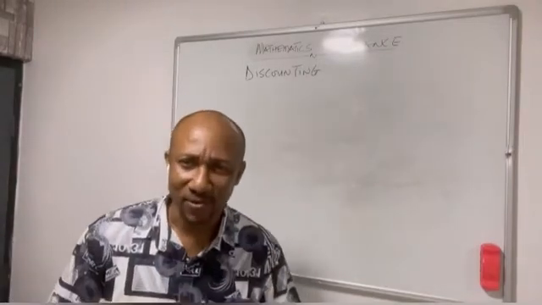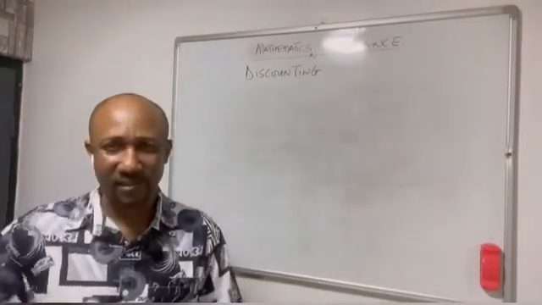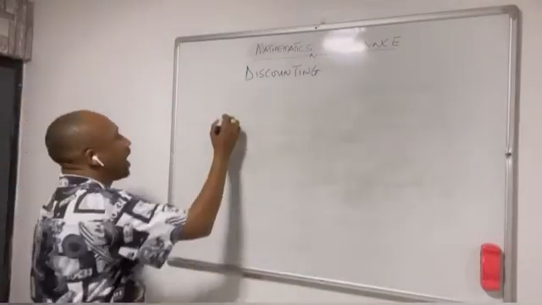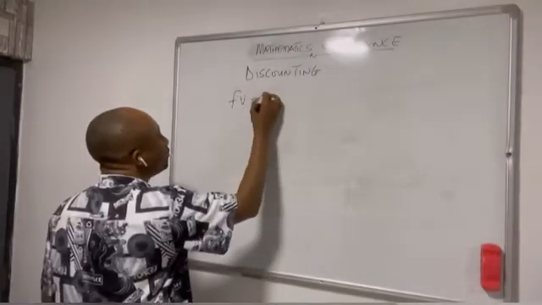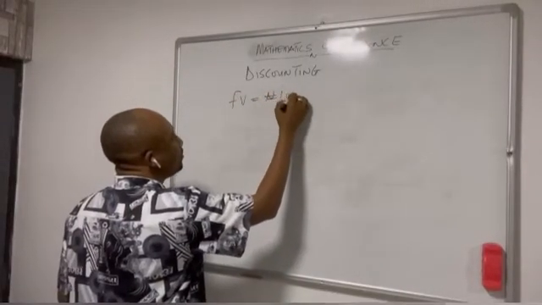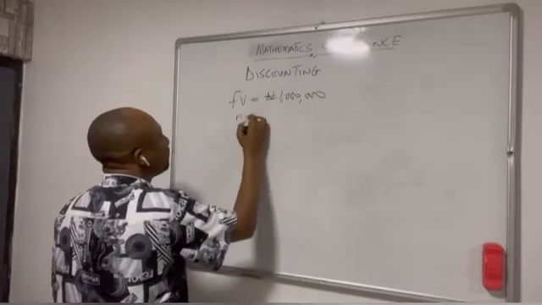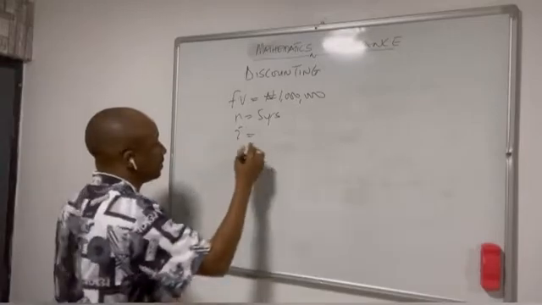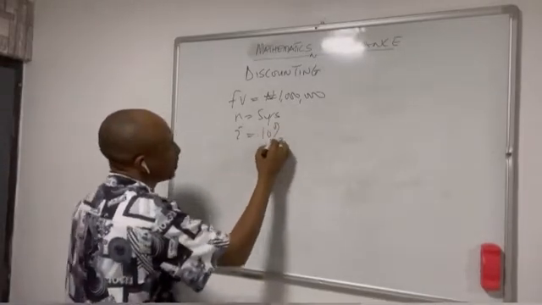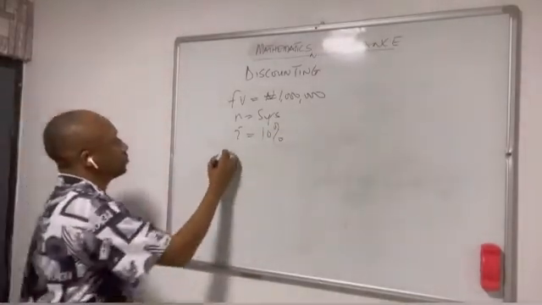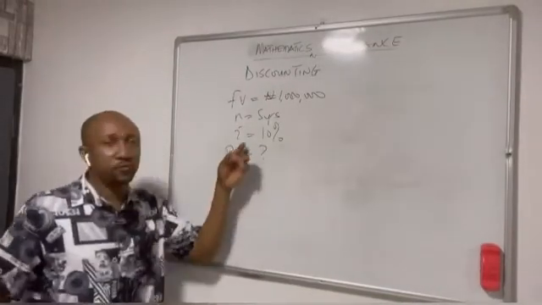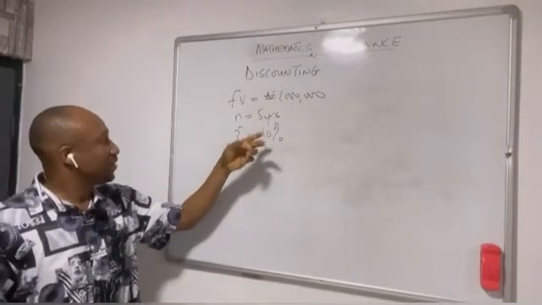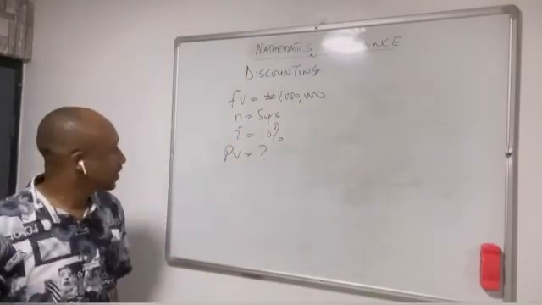Another way of looking at discounting is to ask how much a future amount will be worth presently. That's considering the present equivalent of a future amount. For instance, how much will a future value of 1 million in 5 years' time be worth today at interest rate of 10%?